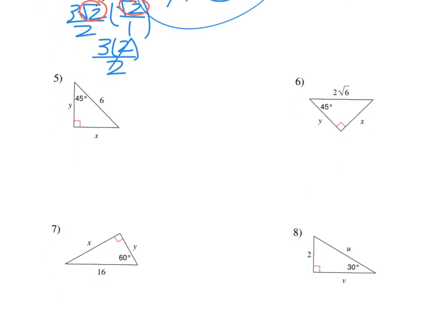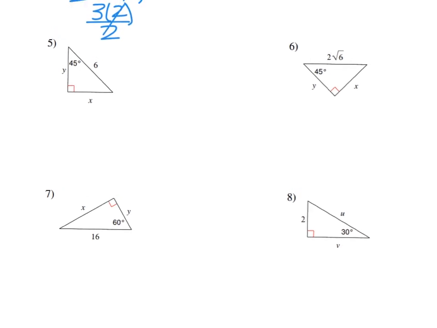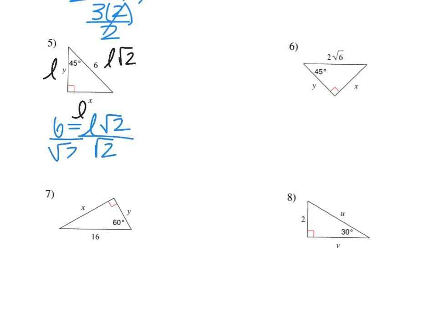All right, moving along to number 5. Still a 45, 45, 90. So we've got leg root 2. So I have my hypotenuse now. And I know that 6 is equal to my leg times root 2. So now I'm going to divide both sides by root 2. And here's where the practice from last class comes into play. My leg is equal to 6 over root 2, but we don't like that.